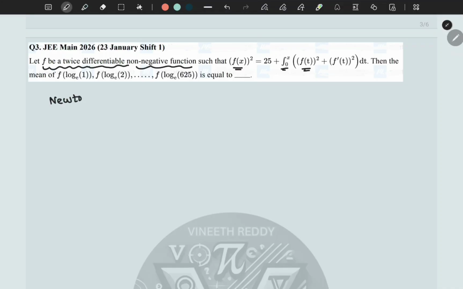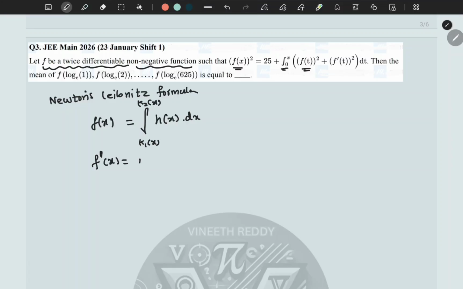Let me quickly recall the Newton-Leibniz formula. See, if f of x equals the integral from k1 of x to k2 of x of h of x dx, then what will f dash of x be? f dash of x will simply be k2 dash of x multiplied with h of k2 of x, minus k1 dash of x into h of k1 of x.